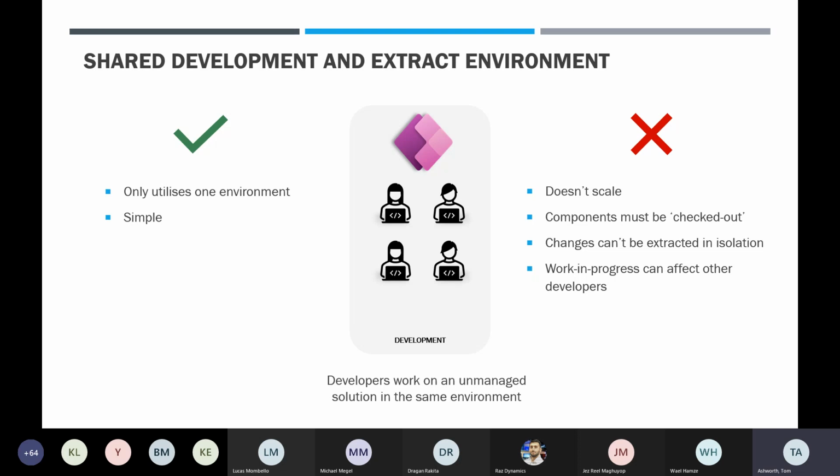Changes can't be extracted out in isolation, and that's because if you've got 2 different developers working on 2 different things, one of them is finished and they need to get that into production, you do an extract of your environment, of your solution. The other change is still going to be in progress, and you don't really want to ship an unfinished change, especially if it's something that the business are already currently using. You're going to get some conflicts there. And yeah, work in progress can affect other developers. That's kind of the same as the other points, that you just need to be careful with what everyone else is doing. And as that team grows, it's more difficult to do so.